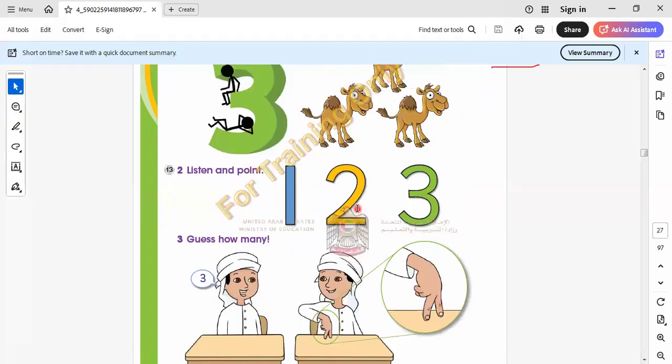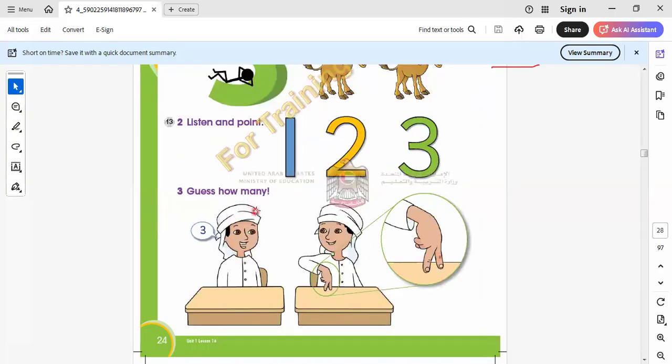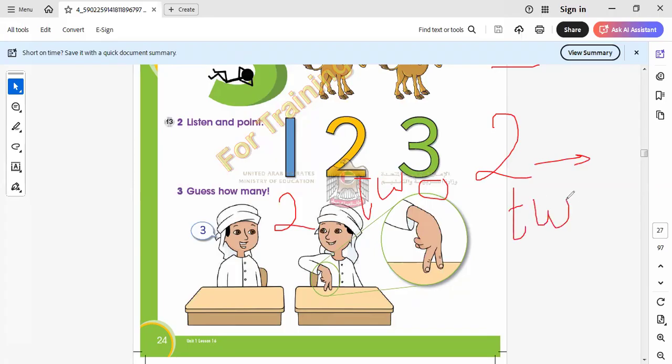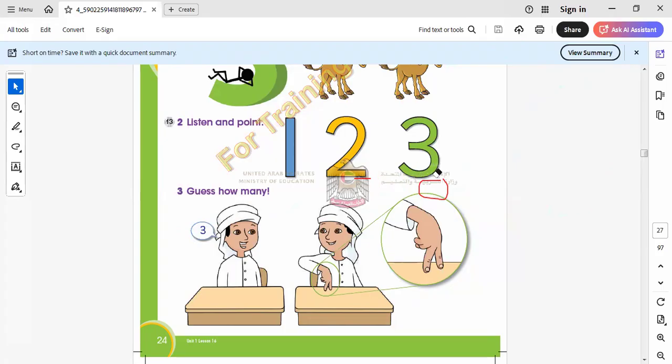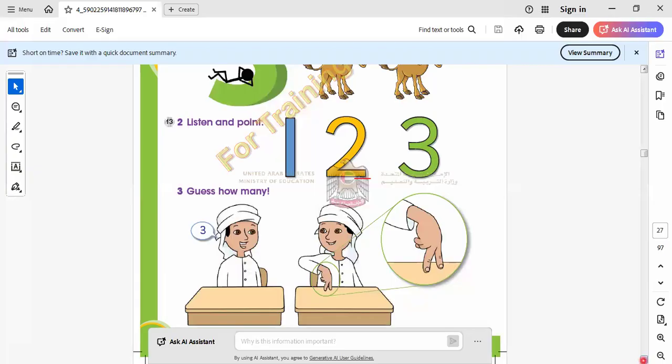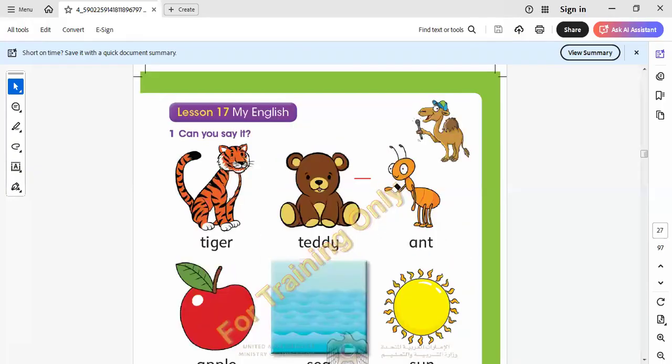Here we have 1, 2, 3. How many boys are there? 1, 2. So here I write 2. Here are 2 boys, written like this in numbers and in letters like this. Now we learn how to write the numbers in letters and in numbers. Both are important to know. But in English we must know letters, because in English we depend on letters, not on numbers.